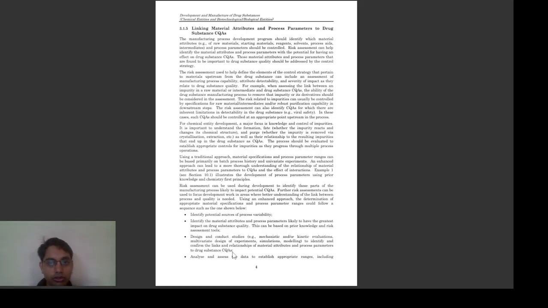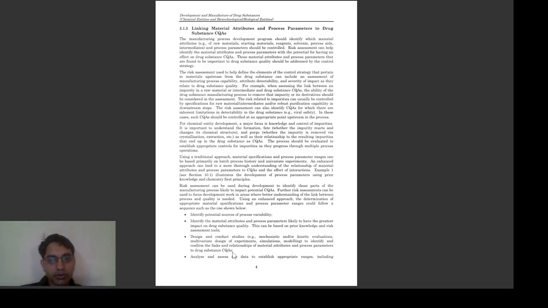The manufacturing process development program should identify which material attributes (that is raw materials, starting materials, reagents, solvents, process aids, intermediates) and process parameters should be controlled. Risk assessment can help identify material attributes and process parameters with the potential for having an impact on drug product CQAs. The material attributes and process parameters that are found to be important to drug substance quality should be addressed by the control strategy. The risk assessment used to help define the elements of the control strategy that pertain to the drug substance can include the assessment of manufacturing process capability, attribute detectability, and severity of impact as they relate to drug substance quality.